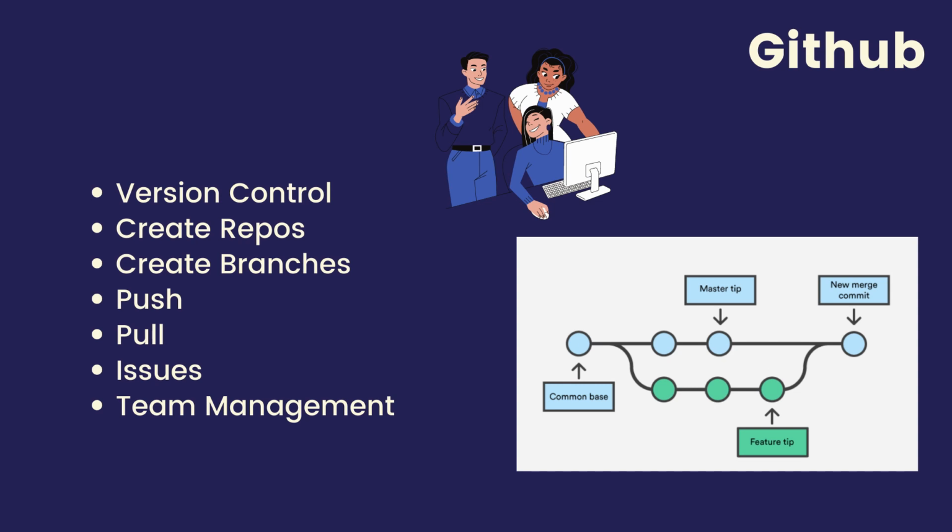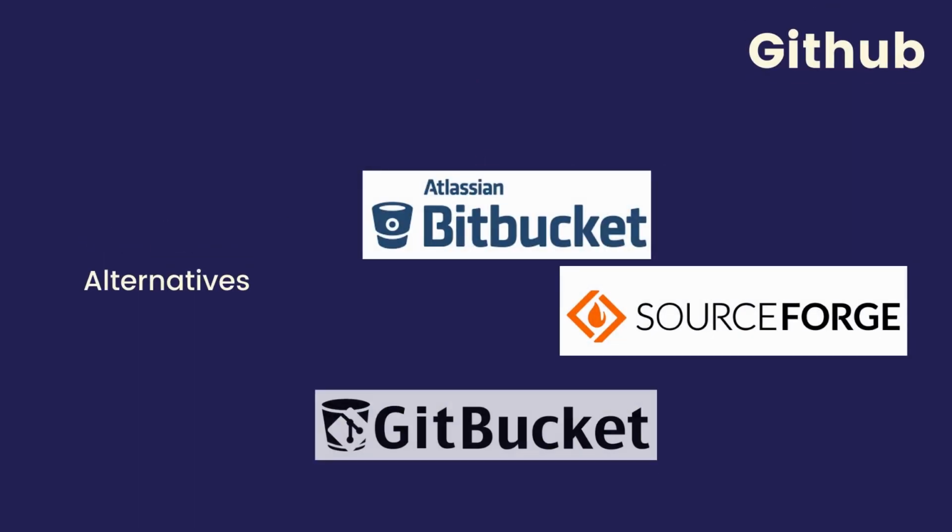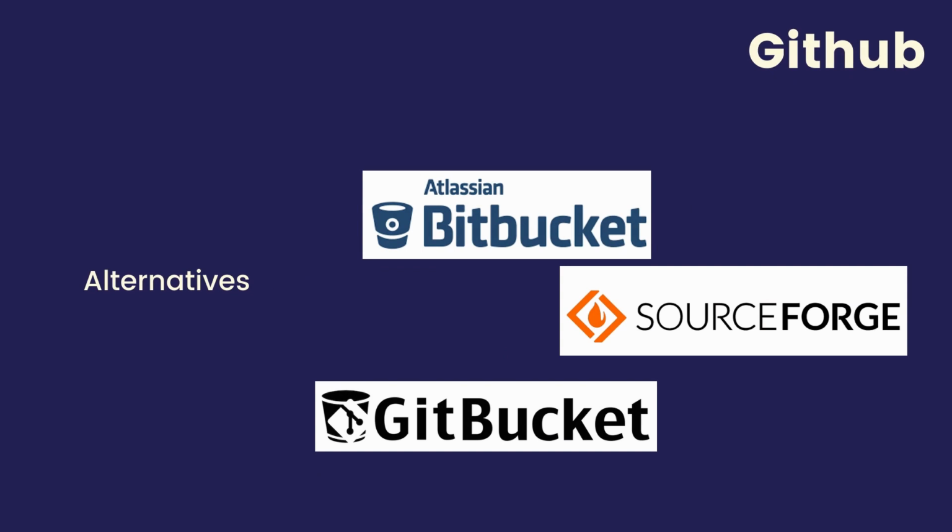You can commit code, review it, pull the code written by other team members, and merge it to the main branch. Create issues, and resolve them by assigning them to someone. Everyone can use GitHub. These are some of the companies that use GitHub in their tech stack. There are alternatives for GitHub like Gitbucket, Bitbucket, SourceForge and GitLab.